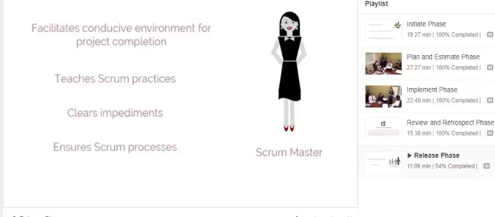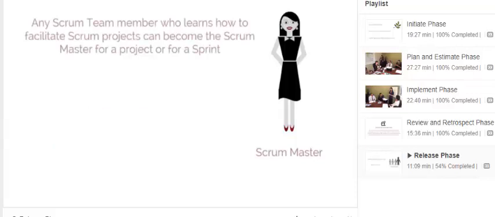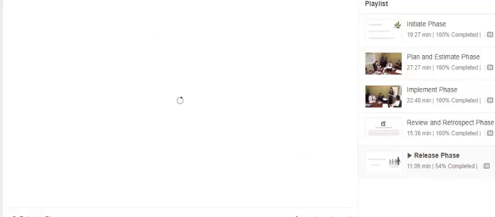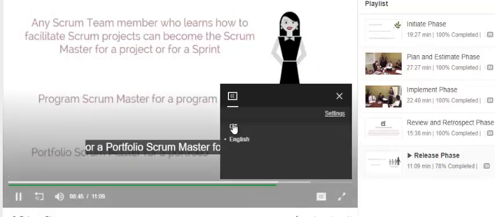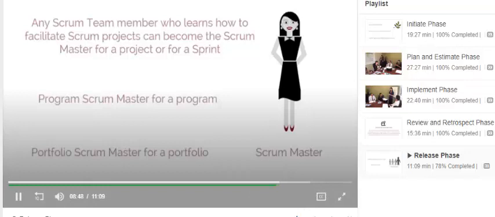The Scrum Master only works as a facilitator, and he or she is at the same hierarchical level as anyone else in the Scrum team. Any person from the Scrum team who learns how to facilitate Scrum projects can become the Scrum Master for a project or for a sprint. Corresponding to a Scrum Master role in a project, there could be a program Scrum Master for a program or a portfolio Scrum Master for a portfolio.